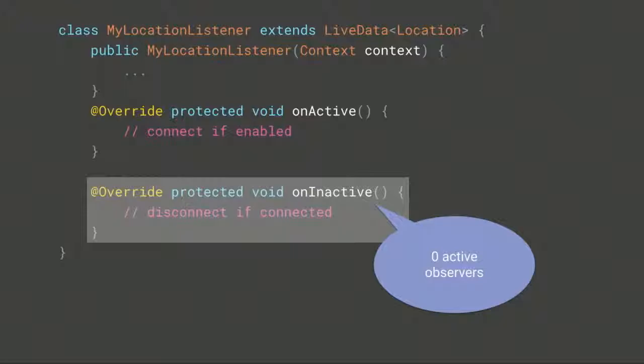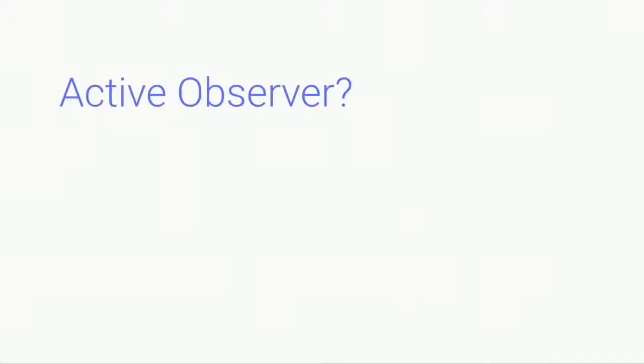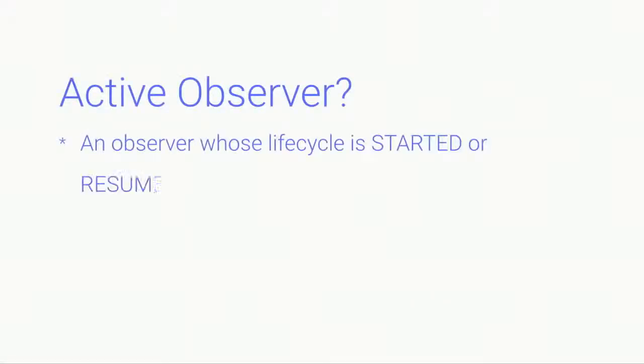Now at this point, you're probably asking yourself, what is an active observer? We define an active observer as an observer that's in the started or resumed state, which is like an activity the user is currently seeing. So if you have an observer in the backstack, there's no reason to call this inactive. There's no reason to update that activity because the user will never see what's going on there.